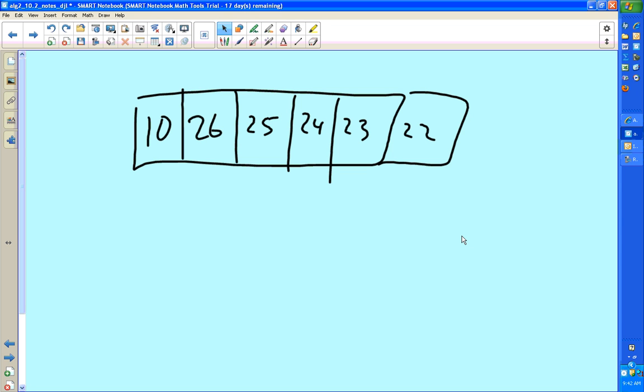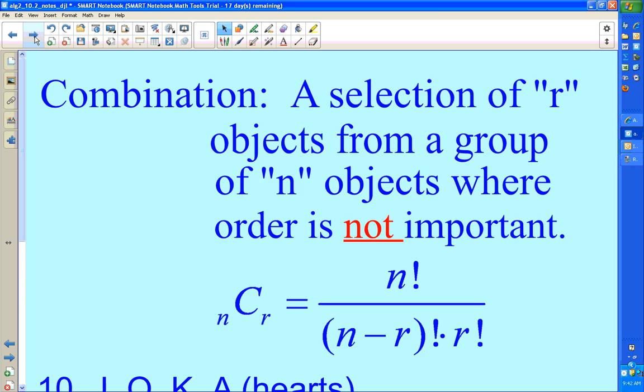Go to section 2. We're going to talk about combinations. We kind of touched on it a little on Friday, but a combination is a selection of r objects from a group of n objects where the order in which you choose is not important. The order is not important. Again, this is why a combination lock is so poorly named. The order is critical.